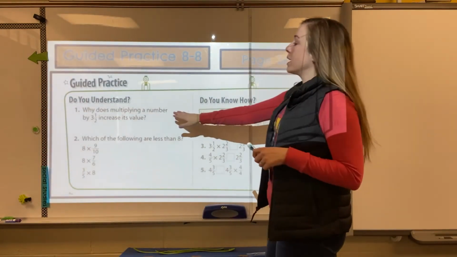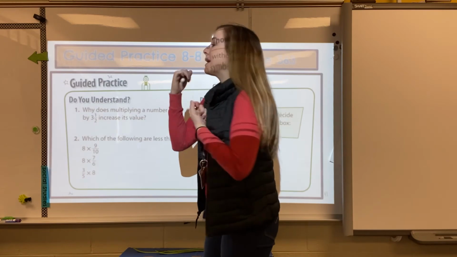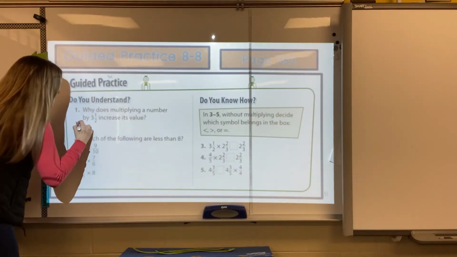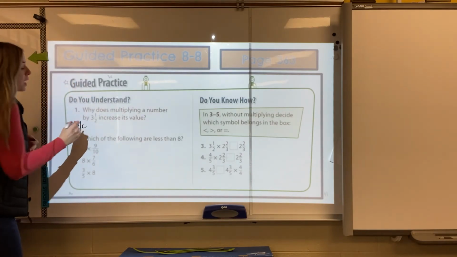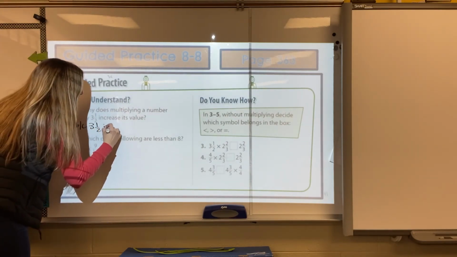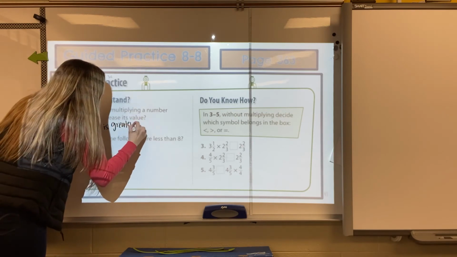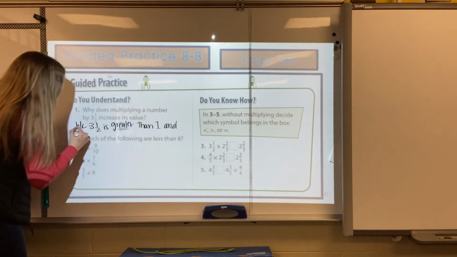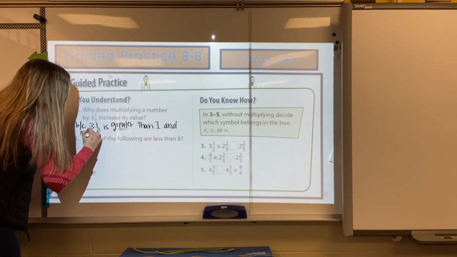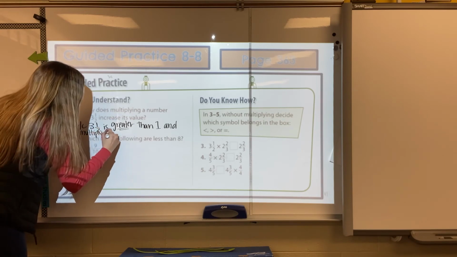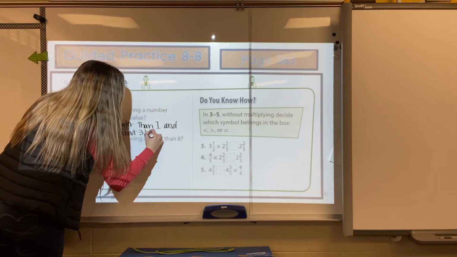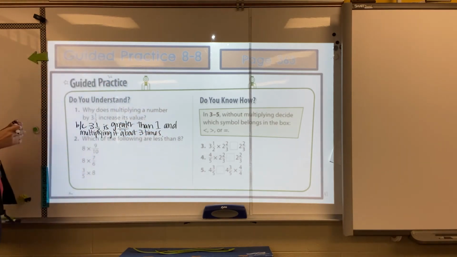Okay, why does multiplying a number by 3.5 increase its value? Because we are taking it 3.5 times. So we can say because, B/C is the abbreviation for because, 3.5 is greater than 1, and multiplying it about 3 times.